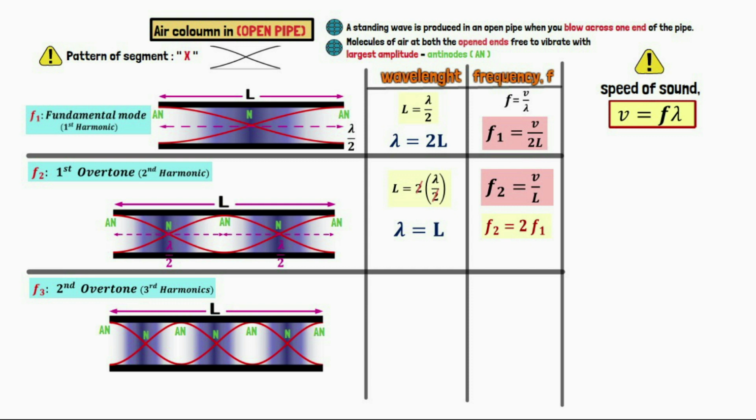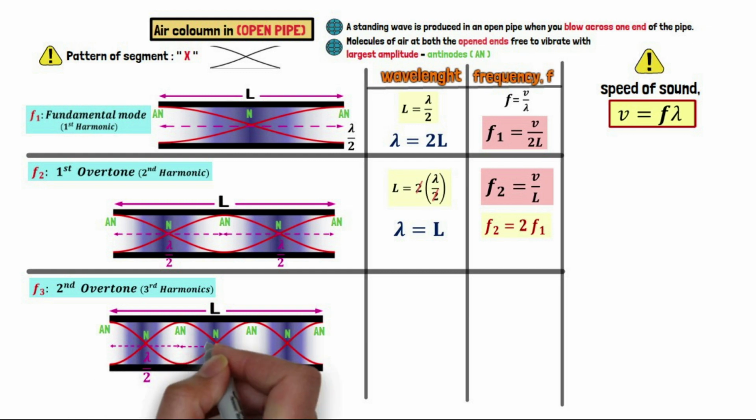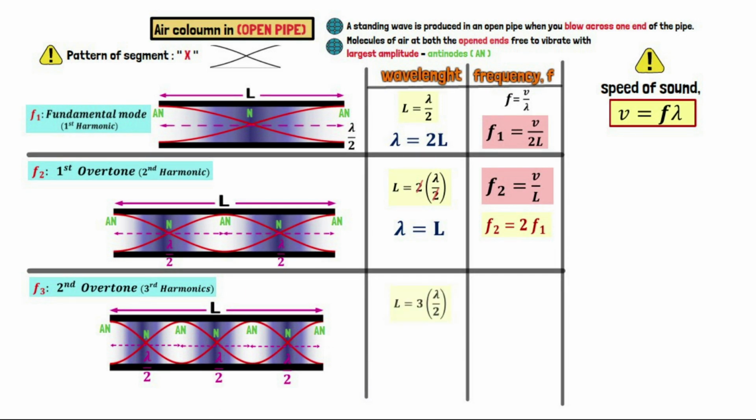So, based on this diagram for third harmonic, we have the first lambda over 2 here, the second lambda over 2 here, and the last one, the third lambda over 2. So now we can write that the length of the pipe L is equal to 3 times lambda over 2, therefore lambda is equal to 2L over 3.